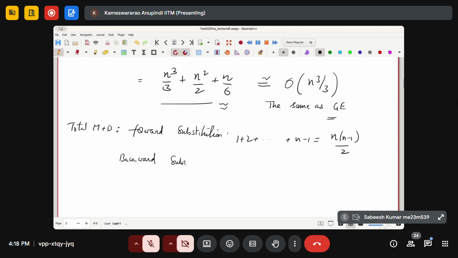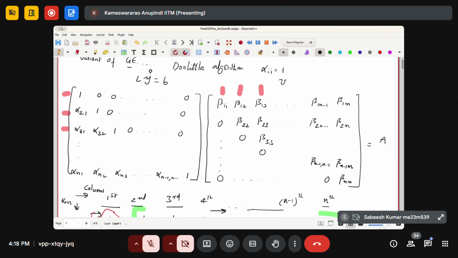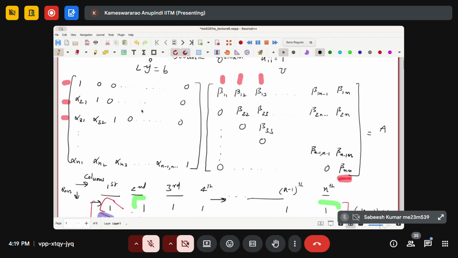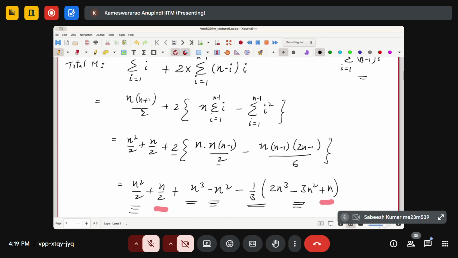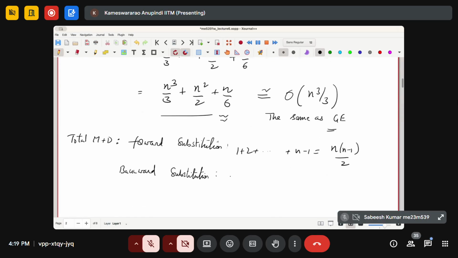Similarly, for the backward substitution, we don't have ones along the diagonal anymore. So we have beta 1, 1 and so on. So we start with the last element. So we have beta times x equals y. So then x is going to be 1 division. Then you have 2, 3, 4 all the way to n. That means it's going to be sum to n terms, unlike sum to n minus 1 for the lower triangular matrix, which was for the forward substitution. For the backward substitution, it is 1 plus 2 plus 3 all the way to n. So this is going to be n into n plus 1 by 2.